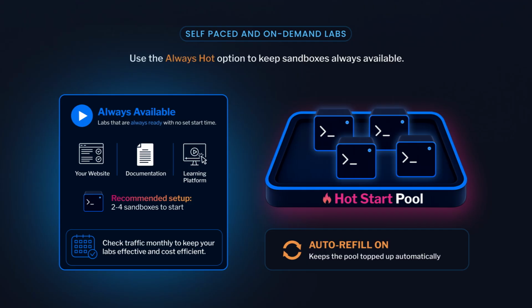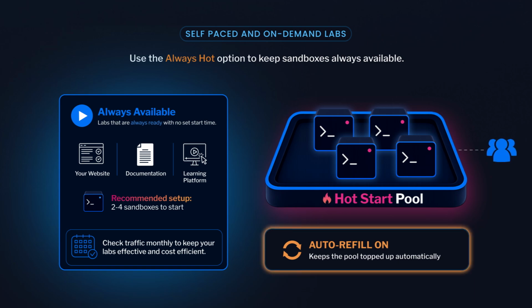For this, you'll want to use the Always Hot option, which keeps a pool of sandboxes running around the clock. Start with 2 to 4 sandboxes and turn auto refill on. That combination handles a steady flow of visitors without you needing to step in and manage it manually.